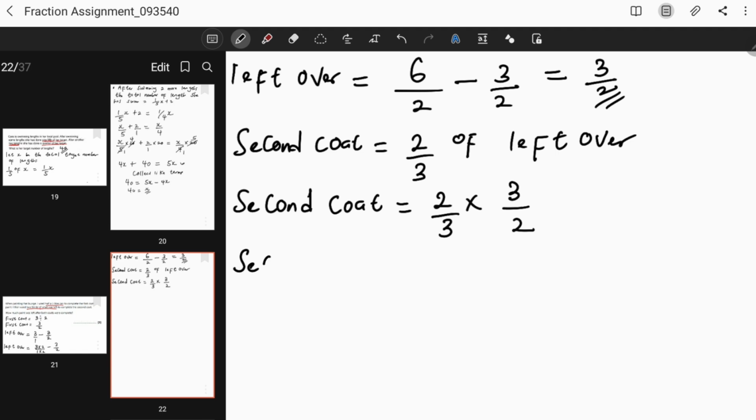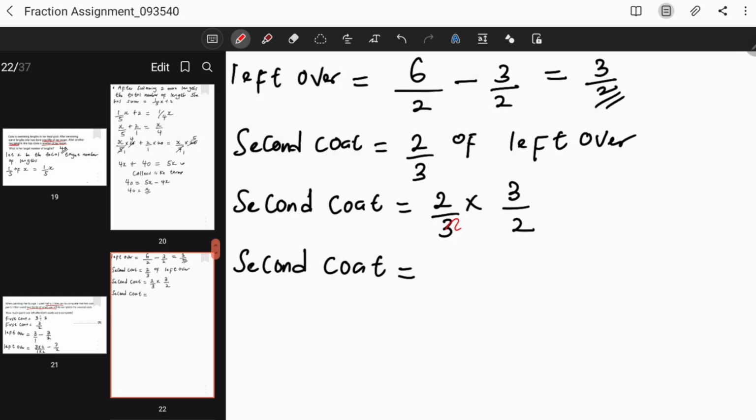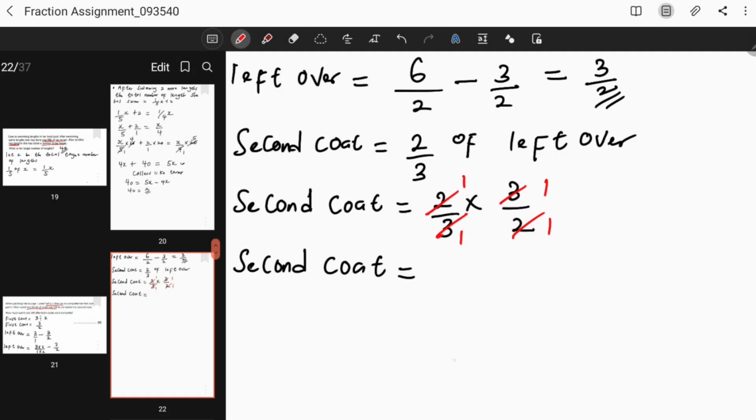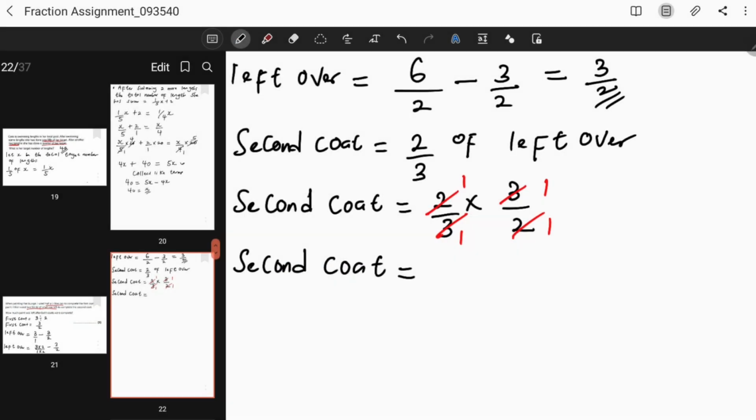So the second coat is equal to what? 3 here, 1, 3 here, 1, 2 here, 1, 2 here, 1, right? So that means we have 1 liter left, right? I think I should attach the units to it, right? So 3/2 liters, right? So we now have 1 liter left.